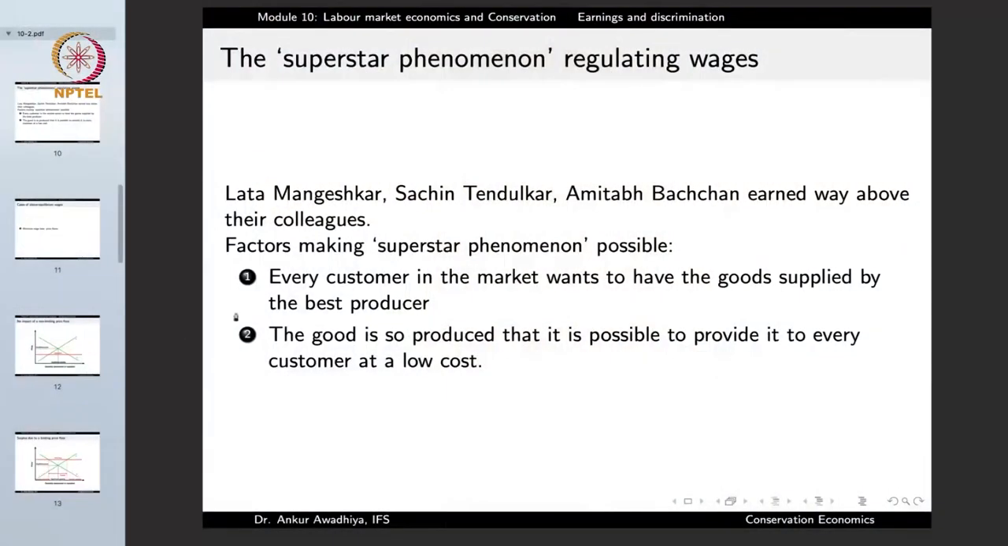Now, why do we have these people who get way above the average wage rate that is prevailing in the society? Not all the singers get paid equal to Lata Mangeshkar. Not all cricketers get paid equal to Sachin Tendulkar. Not all actors get paid equal to Amitabh Bachchan. Now, this is the superstar phenomenon, and it happens when every customer in the market wants the goods supplied by the best producer.